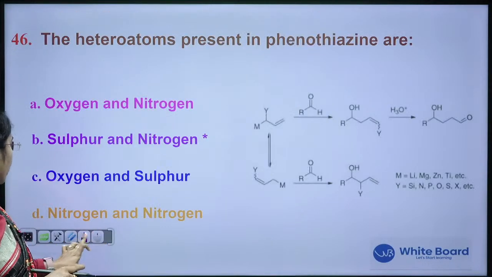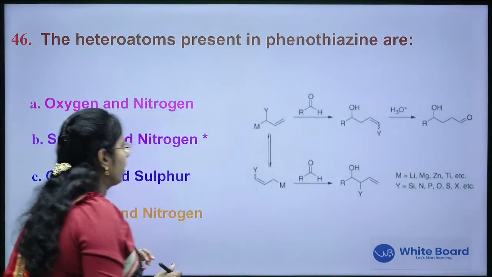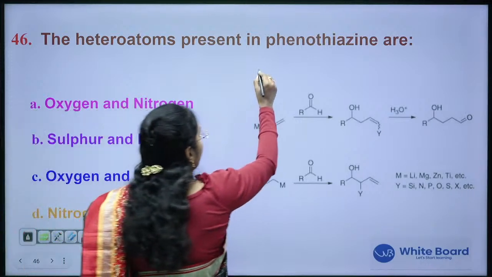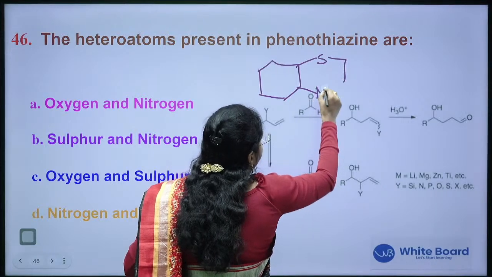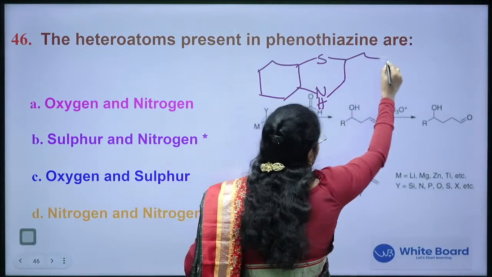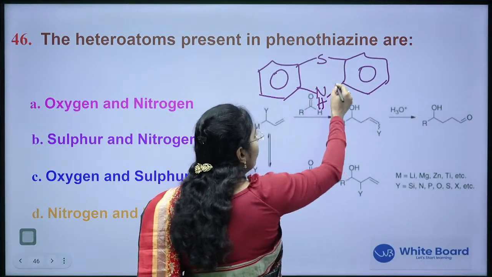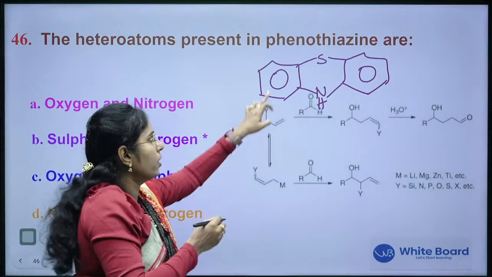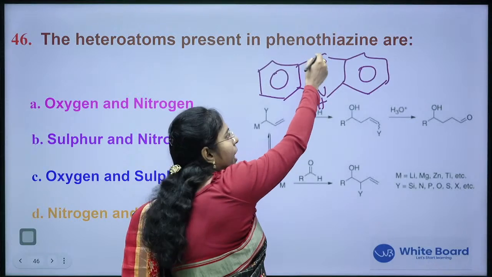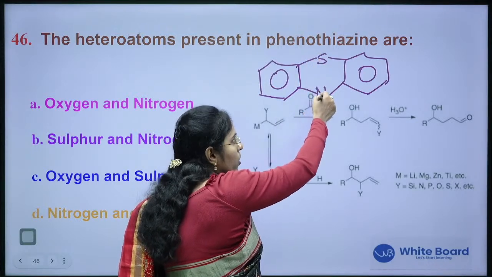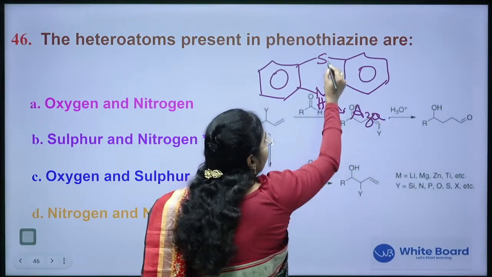Coming to the next question: the heteroatoms present in phenothiazine are, okay, so phenothiazine is a heterocyclic compound. It is a heterocyclic compound which consists of a thia group and an aza group. Thia is nothing but sulfur, so it contains 2 heteroatoms, sulfur and nitrogen. Nitrogen is nothing but aza, and sulfur is thia.